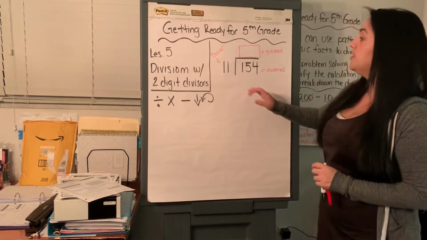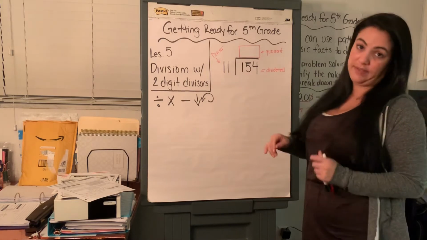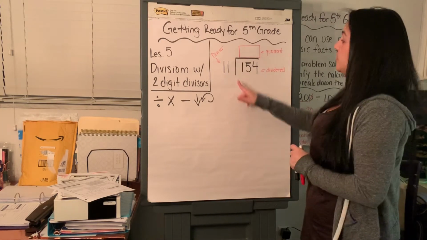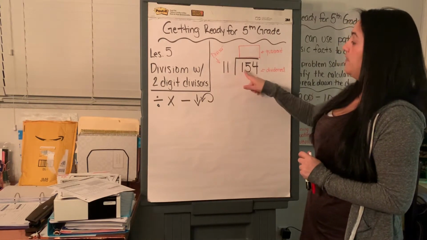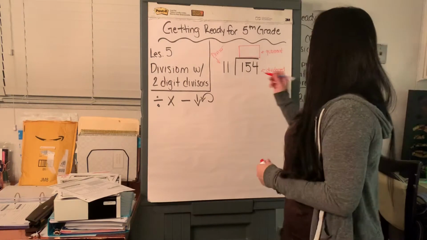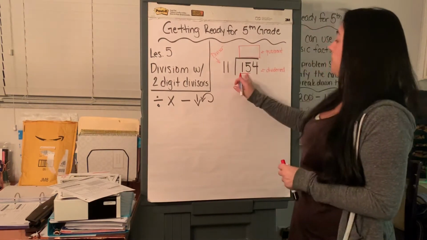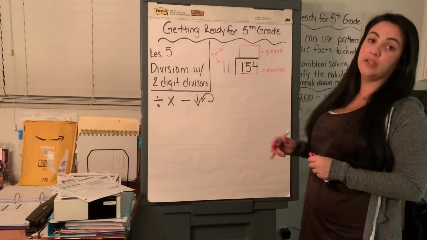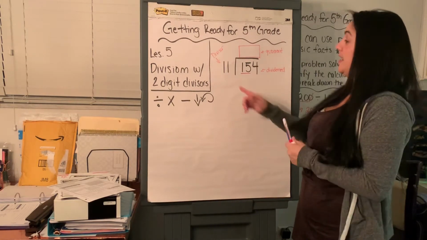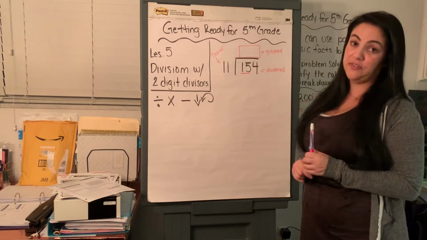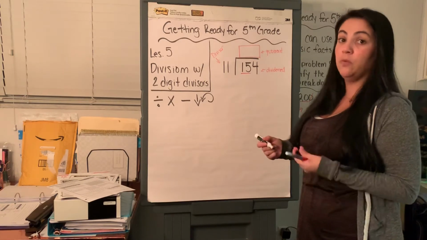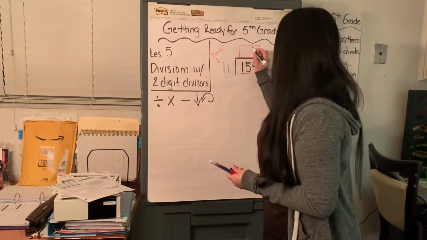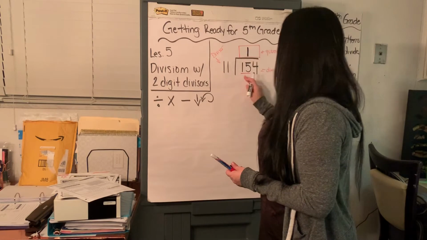Now, we are dividing 154 divided by 11. So, since we're starting to divide with 2 digits, we have to start with the first 2 digits. So, we're going to think 15 divided by 11. What number times 11 gets me very close to 15? The only number would be 1. So I place the 1 over the 5 because we're using the whole 15.